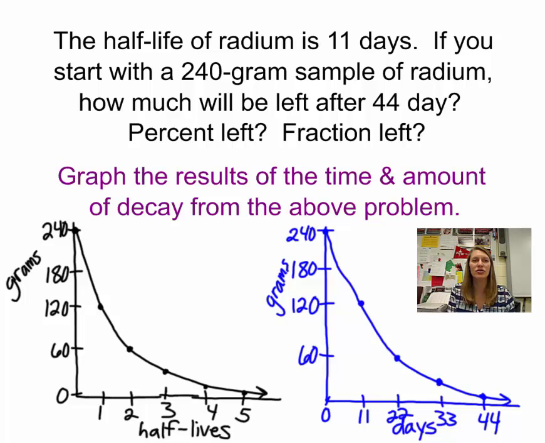Now you can see that I have 2 different graphs. This one I put half-lives on the x-axis, and this one I put days on the x-axis. But I have grams on the y, and you can see the exponential decay in both. The main thing to keep in mind is that you have even units as you go up. Don't start skipping units. Make sure you keep even units all the way.